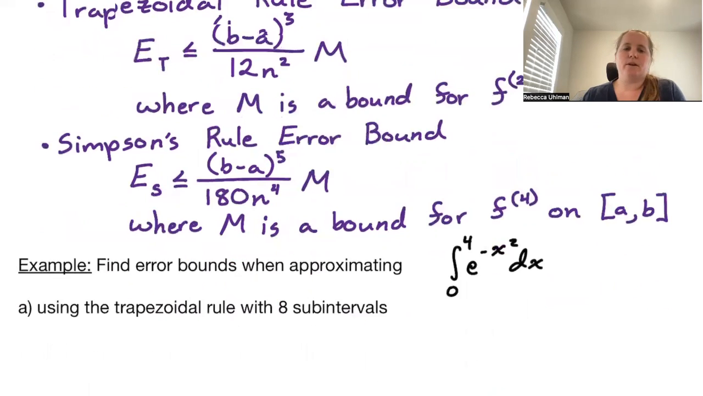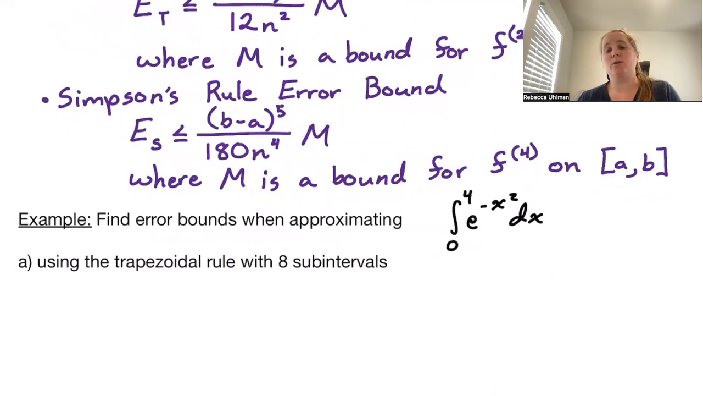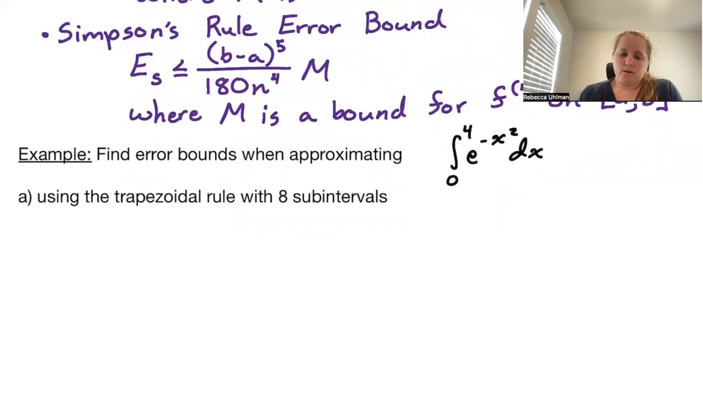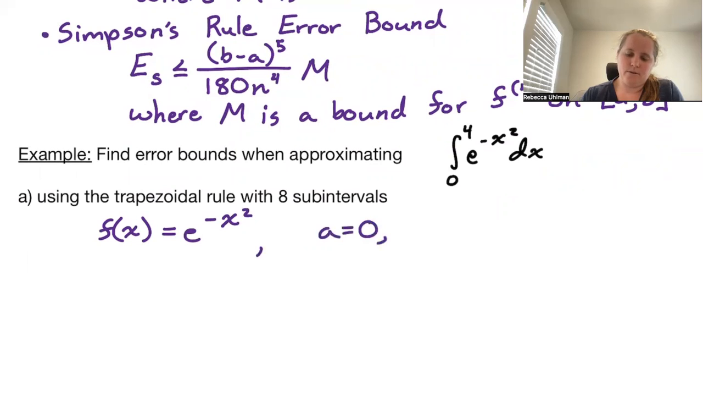So our job here is to find error bounds when approximating the definite integral from 0 to 4 of e to the negative x squared dx. First up, using the trapezoidal rule with 8 subintervals. We did this approximation in our example video for the trapezoidal rule. Now we'll see what a bound for the error would be. Here our f of x is e to the negative x squared. Our a is 0, b is 4, and we're working over 8 subintervals, so n is 8.